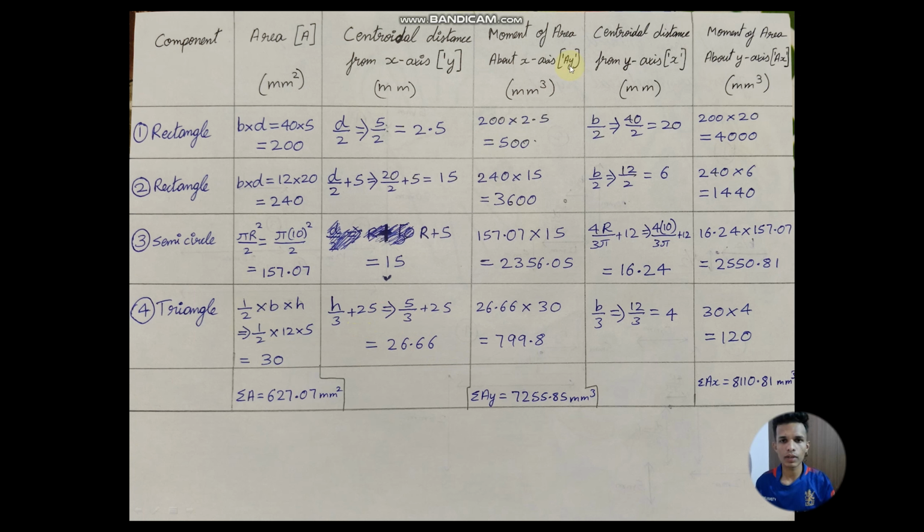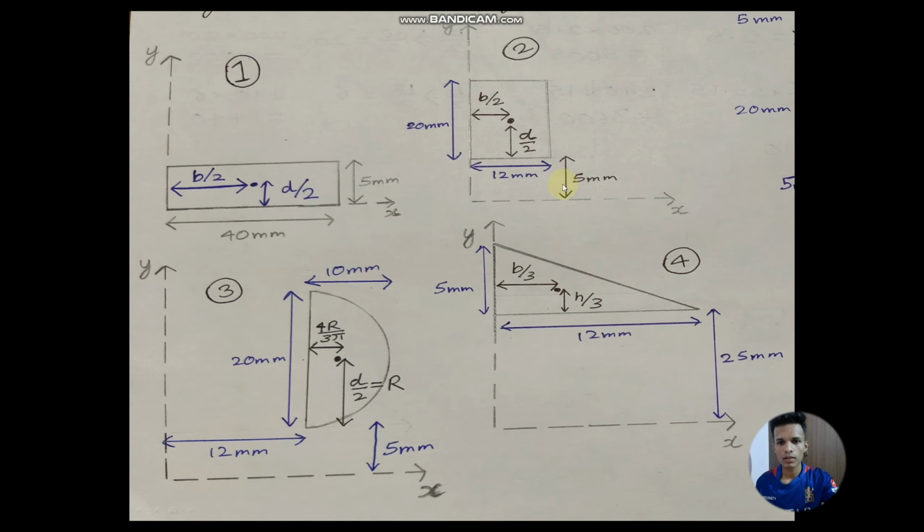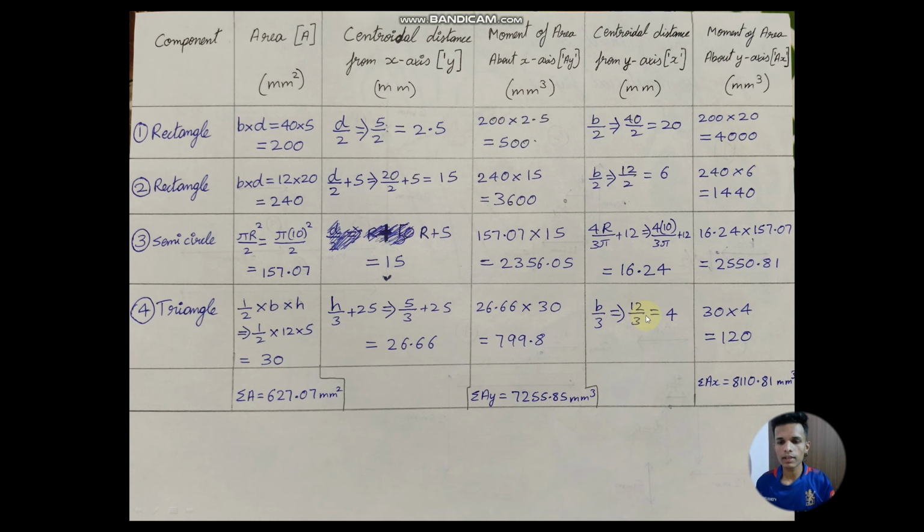And the moment of area about x-axis is 26.66 multiplied by 30. So it's 799.8. The centroidal distance from y-axis is b by 3. So yeah, this distance is b by 3. B by 3 is 12 by 3, which we get as 4. And lastly, moment of area about y-axis is nothing but multiplication of centroidal distance from y-axis and area. So it's 30 into 4, which we get as 120.